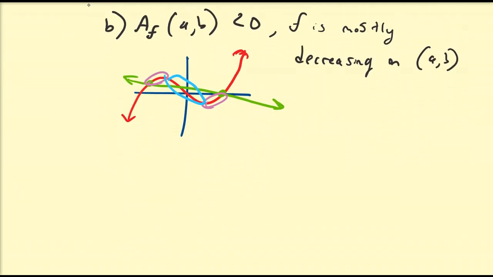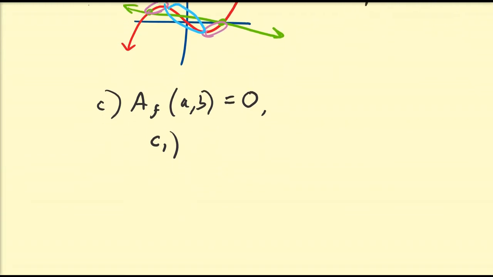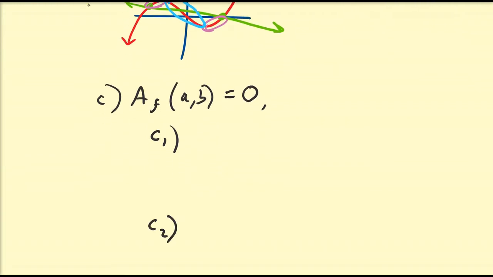So case C, we've covered the positive and the negative case. Well, what about the zero case? Let's assume the average rate of change of f on AB is equal to 0. Then we actually have two cases for this, and I'm going to call them C1 and C2. So case 1 is going to look like this. Let's draw a flat line.